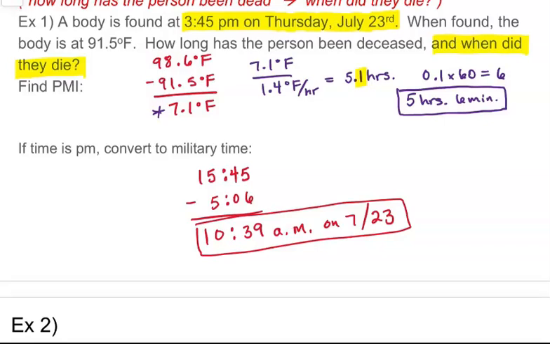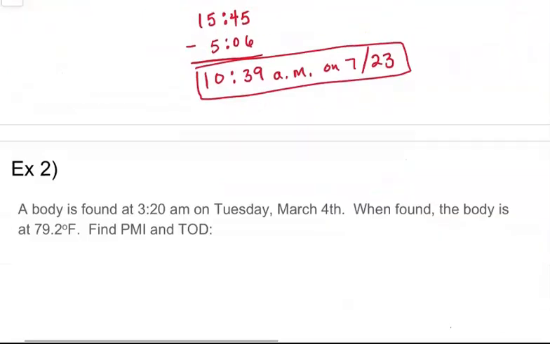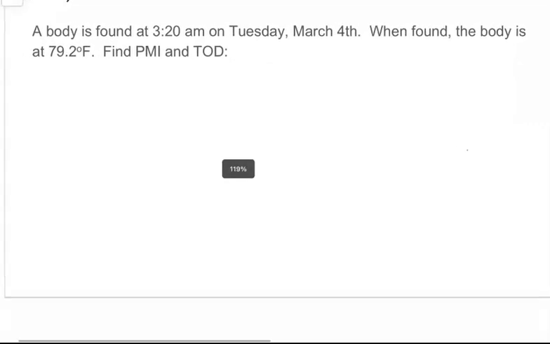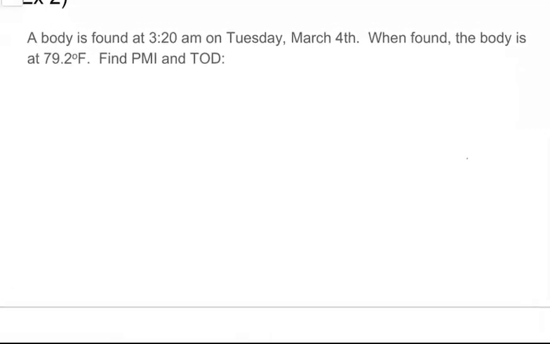There you go. All right, let's try one more example. This one's going to be a little bit tougher because the body is a little bit cooler. So it's going to require both temperature change rates. So go ahead and write this one down.